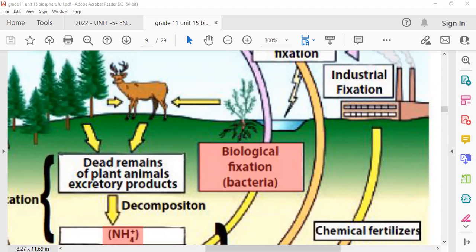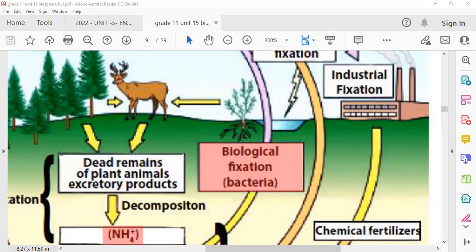Not all bacteria can do biological fixation. There is one bacteria called Rhizobium. It's a very familiar bacteria. It lives in the root nodules of legume plants. It is a very prominent bacteria in nitrogen fixation.